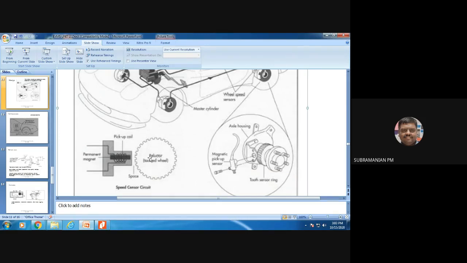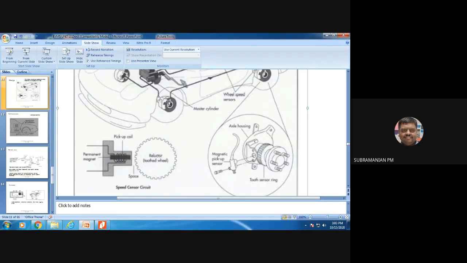So what is a wheel speed sensor? In ABS, the ABS electronic control unit needs an input of the wheel speed, that is, what is the speed of the wheel. If the wheel speed is decreasing, I can sense that the wheel is about to lock. Uniformly all the wheels should come to rest. If any one of the wheels is going to come to rest, I can sense its speed. That will be sent to the ECU, so that the ECU will sense that the wheel is about to lock.